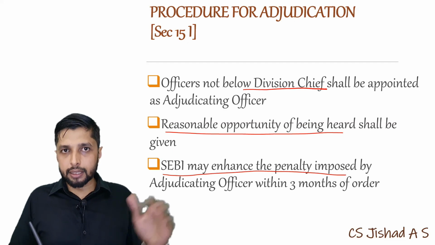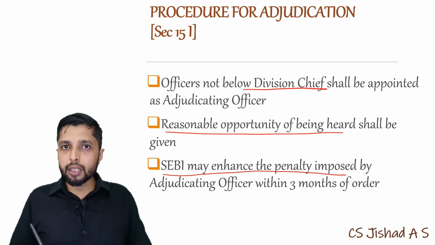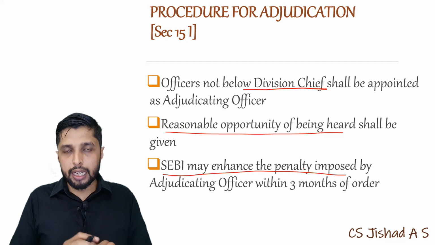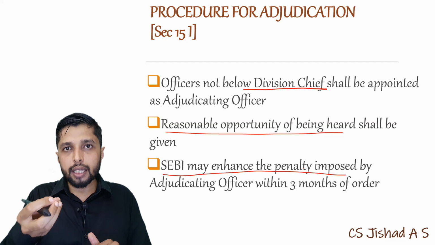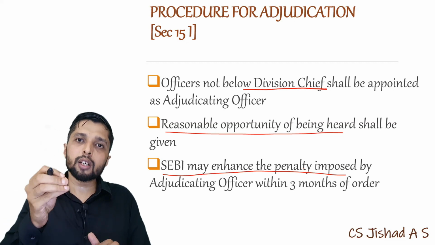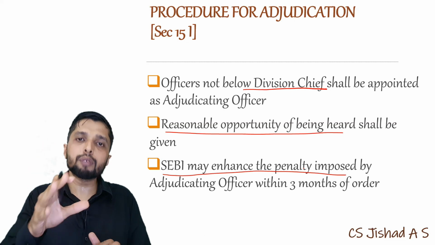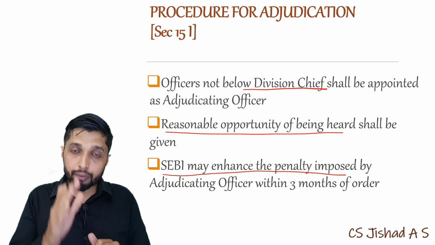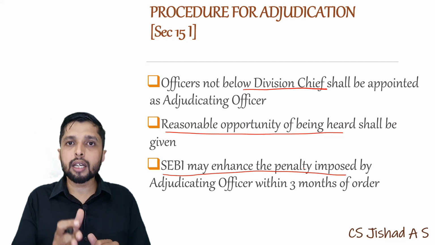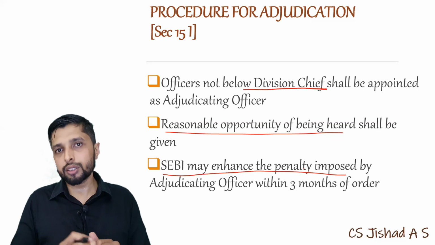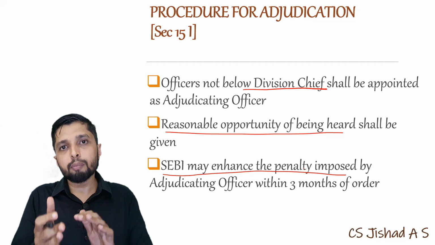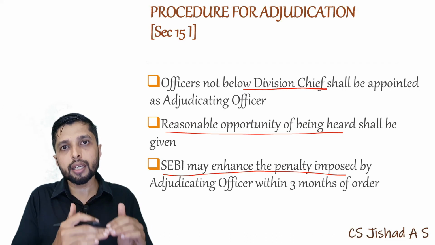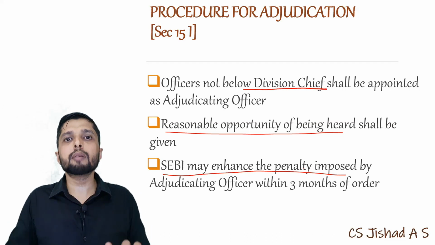So as we discussed, under section 15A to 15HB, there are several penalties which are mentioned. Suppose the adjudicating officer has levied a penalty of 25 lakh on a person under section 15A. Under section 15A, the minimum penalty is 1 lakh, maximum 1 lakh per day subject to 1 CR. So SEBI has the power to enhance the penalty of 20 lakh which was imposed by the adjudicating authority within 3 months of order.